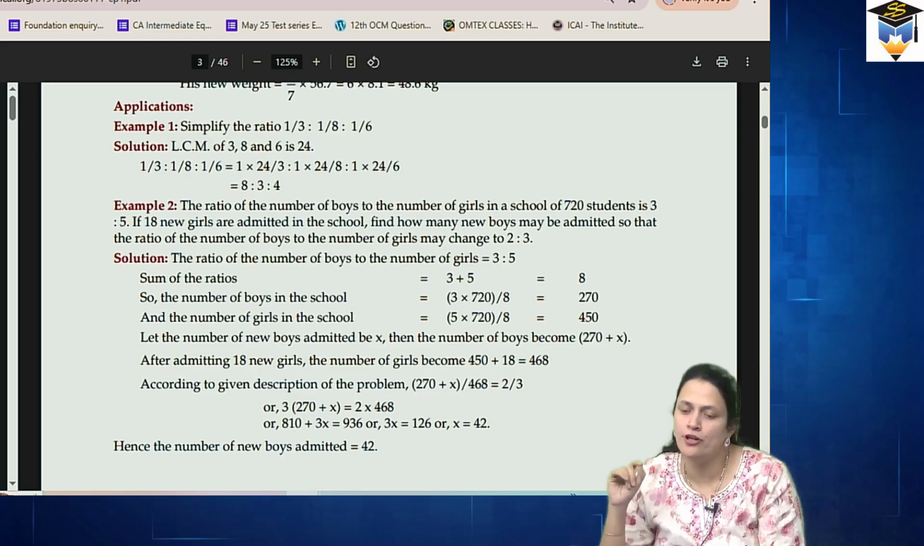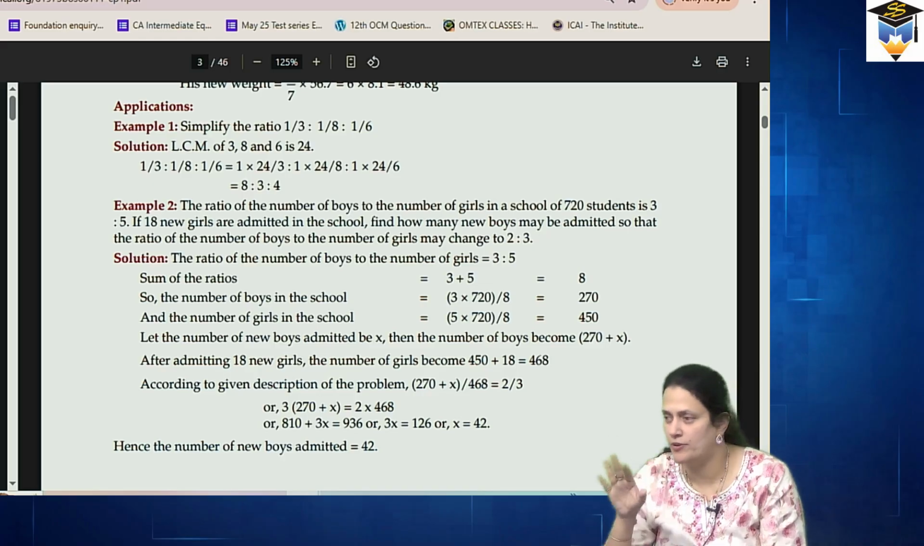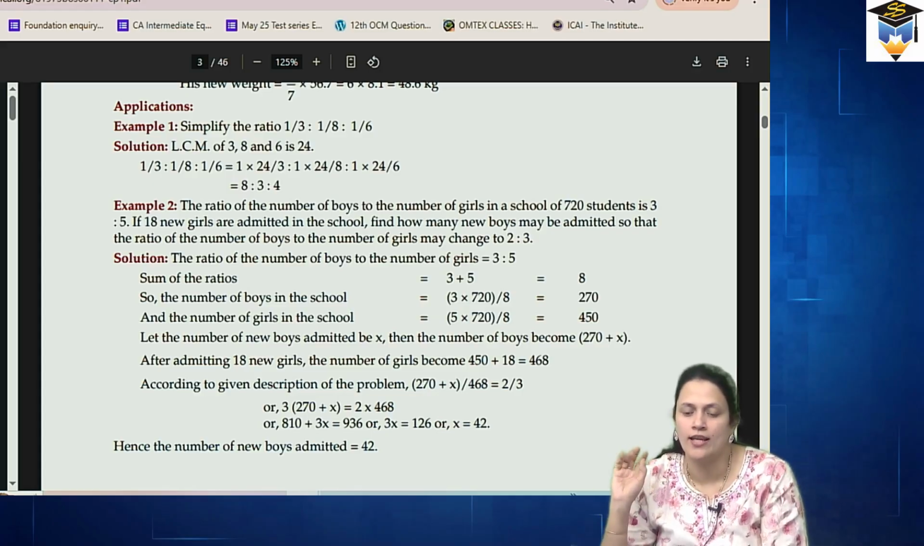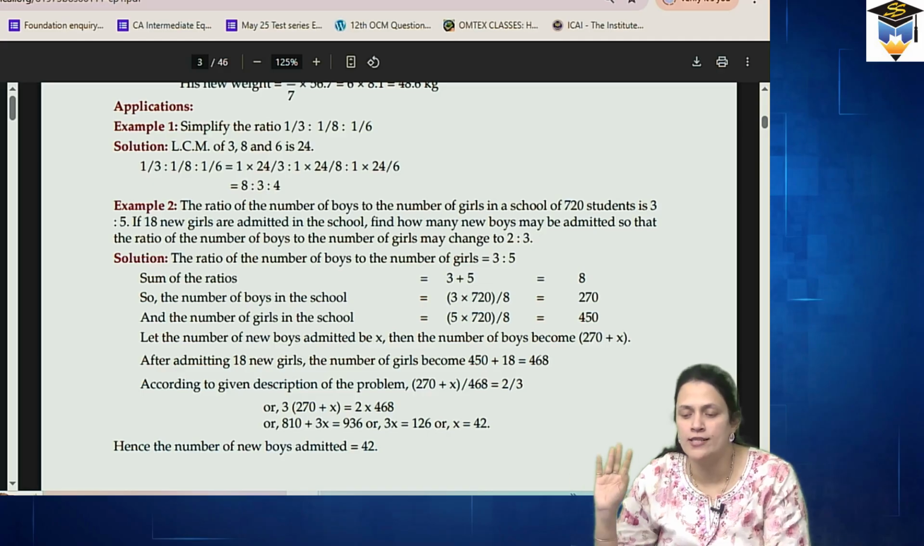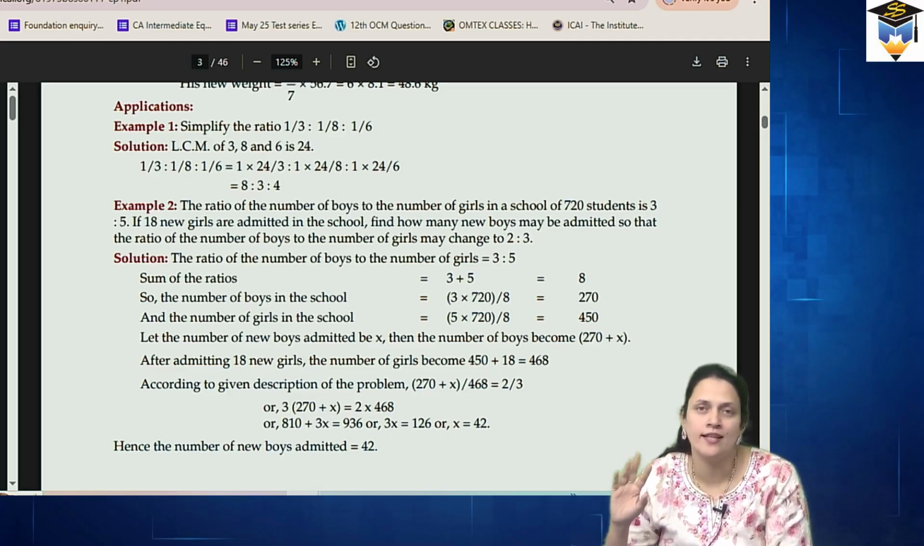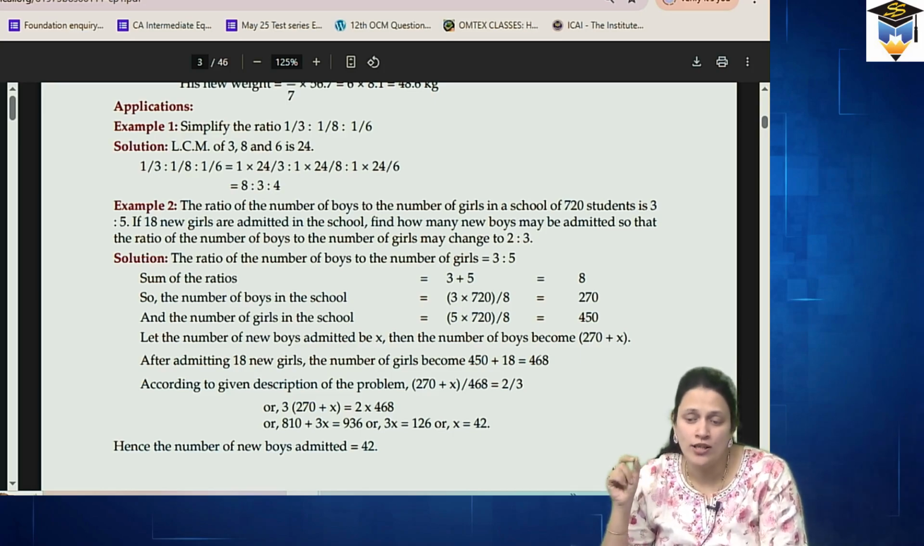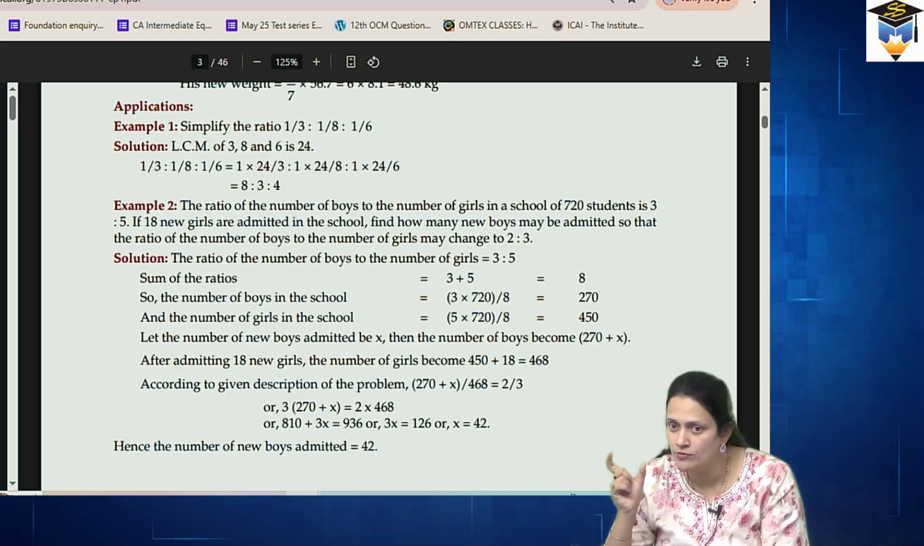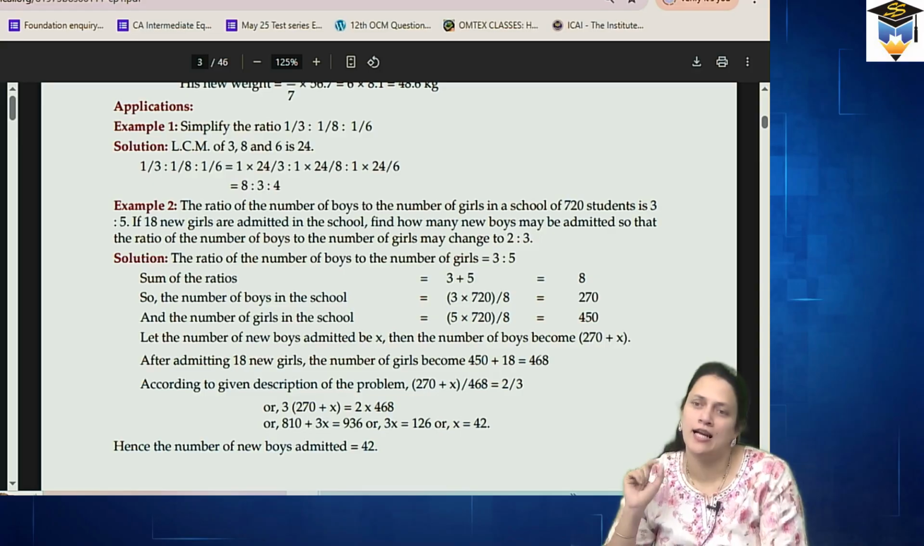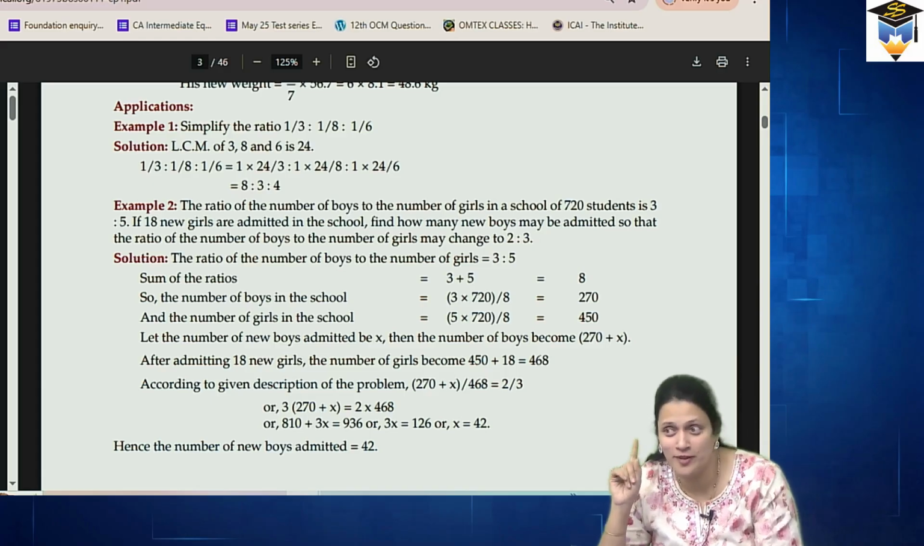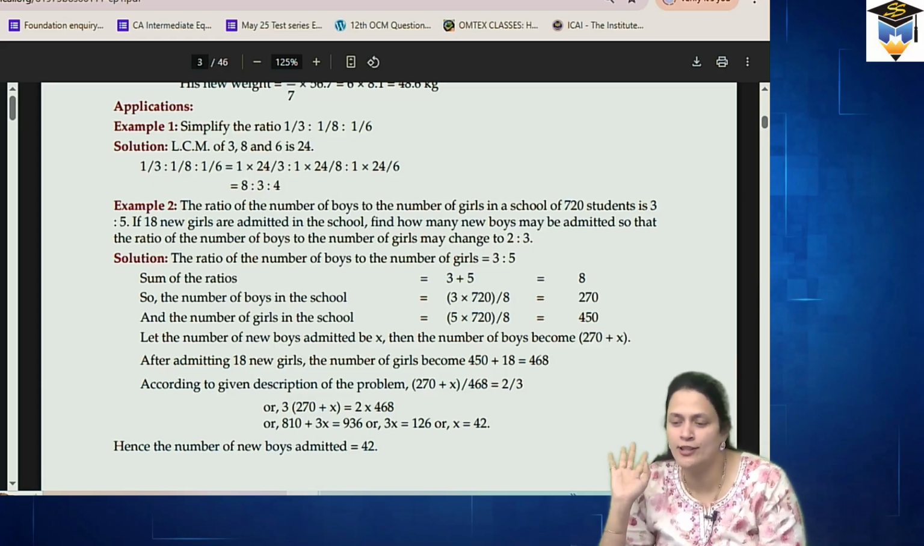The ratio of number of boys. Okay, everybody has written it down. Shall I move to the next sum? The ratio of number of boys to the number of girls in a school of 720 students is 3:5. So now what is the ratio? Who is in the numerator? Who is the antecedent? Boys are the antecedent, girls are the consequent. Boys upon girls. I am going to use these terms so that it fits in your brain.